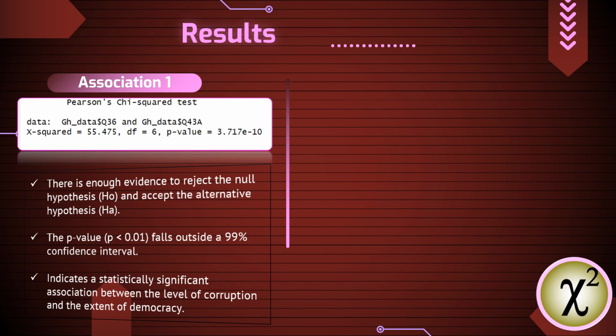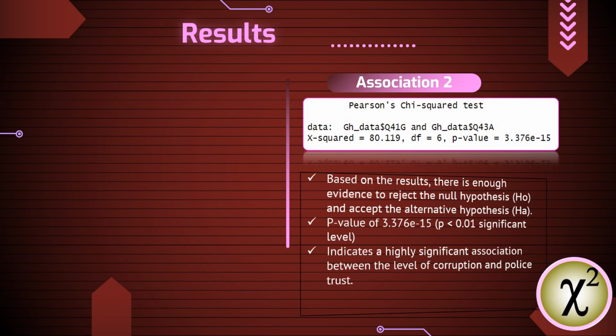extent of democracy. Also, for association 2, the results of the chi-square test are displayed on the screen. A p-value of 3.376 times e raised to the power minus 15, less than the 0.01 significance level, indicates a highly significant association between the level of corruption and police trust. Based on the results, there is enough evidence to reject the null hypothesis and accept the alternative hypothesis that there is a relationship between the level of corruption and the trust people have in the police.